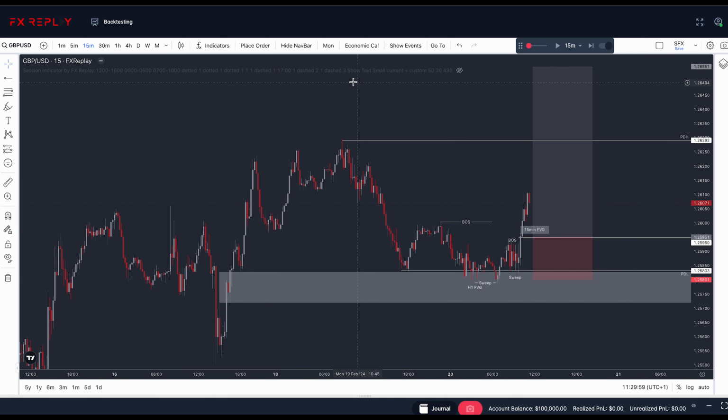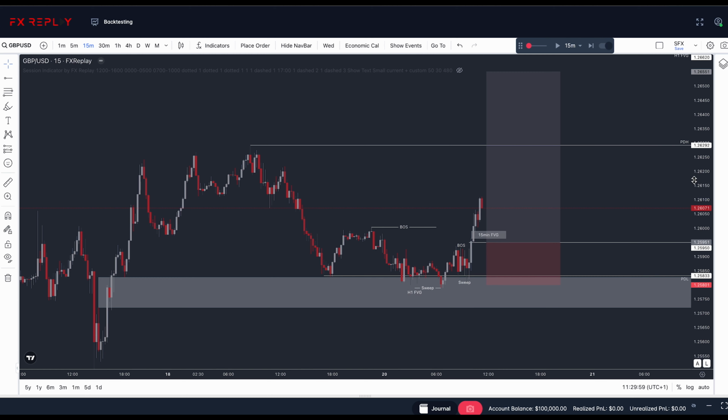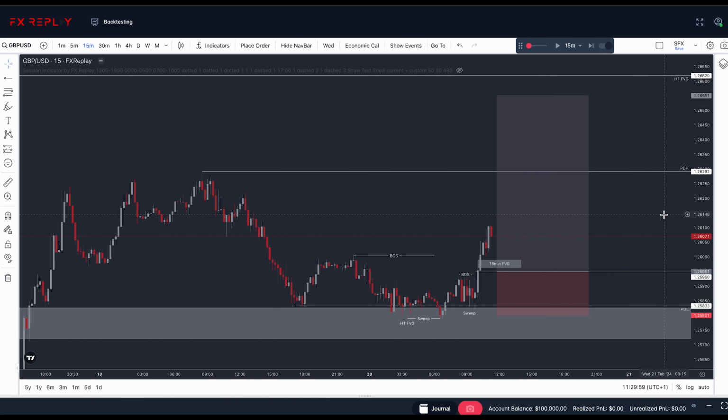Okay, and you're going to be in, which is the most important factor. So we have 15-minute VVG, we have break of structure there, we have break of structure there as well, we have sweep there again as well, we have PDH as a target, PDL was taken out, H1 VVG was respected.